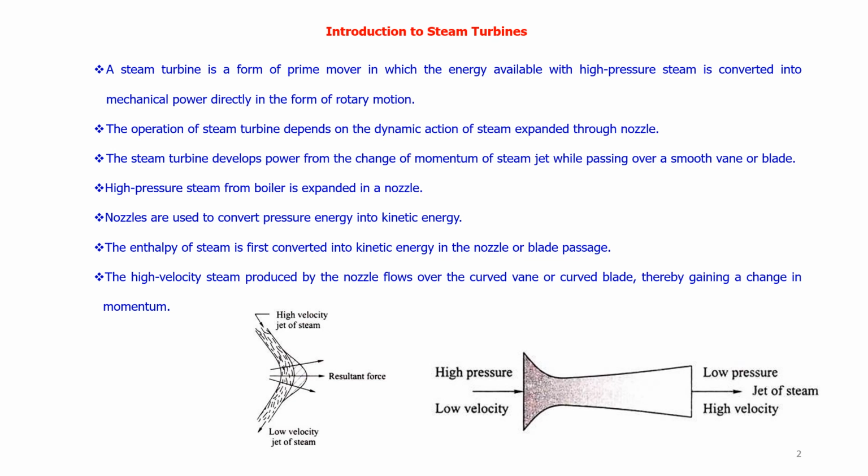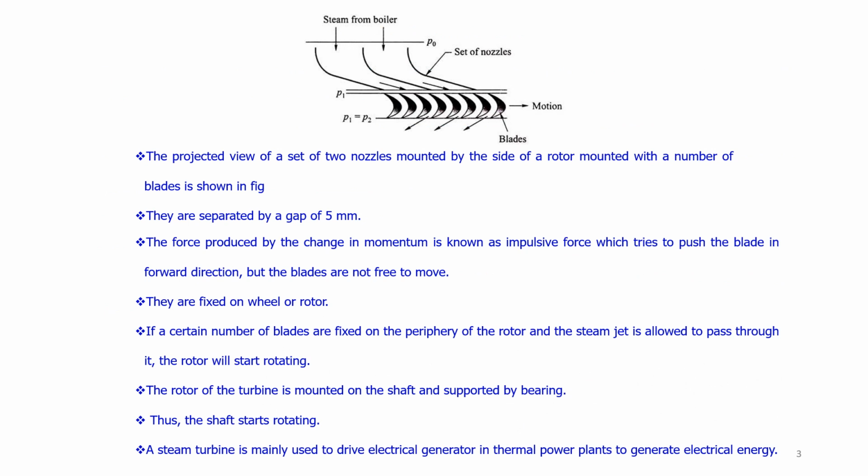If you look at the diagram, you can easily understand that high pressure, low velocity steam at the entry point becomes low pressure and high velocity when it leaves the nozzle. This high velocity steam will be impinging on the turbine blades. Here we can see the projected view of the nozzle mounted on a set of rotor. The nozzle is fitted over the rotor mounted with a number of blades. Each blade is separated by a 5 mm gap.